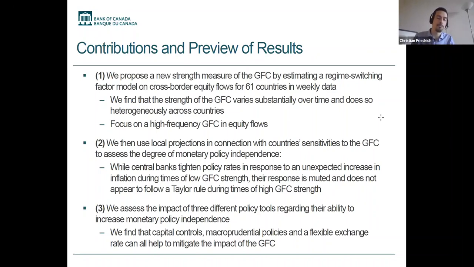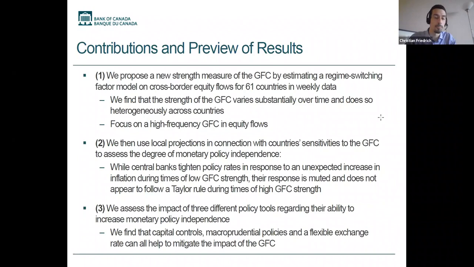When I talk about the global financial cycle in this paper, we identify it at a high frequency, and we use equity flows, also from the EPFR data set, to identify it. We think it's a fairly similar concept to the standard global financial cycle, but it's more focused on high frequency and equity flows. There are some periods where they slightly differ from the standard concept of Helene Rey's global financial cycle, but overall we think it's a very comparable concept.